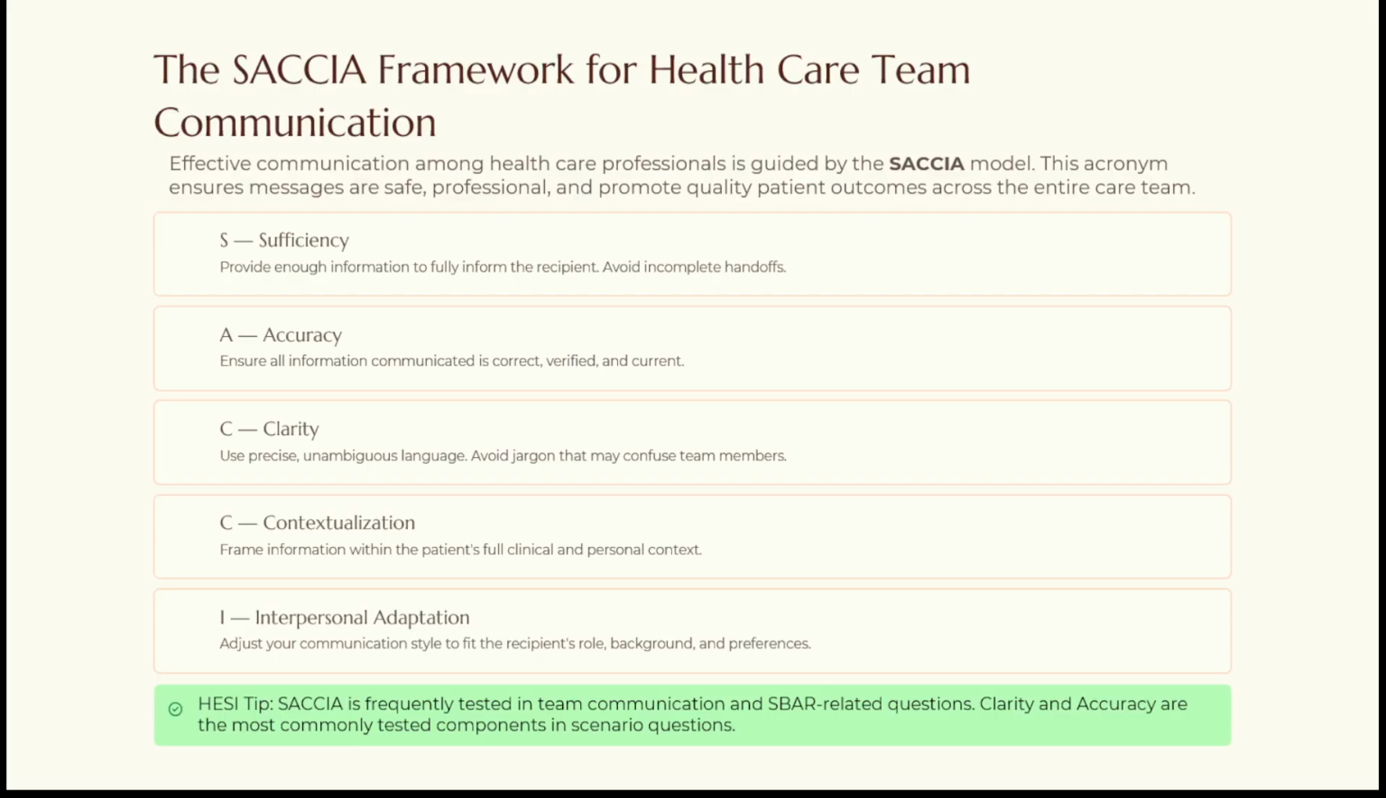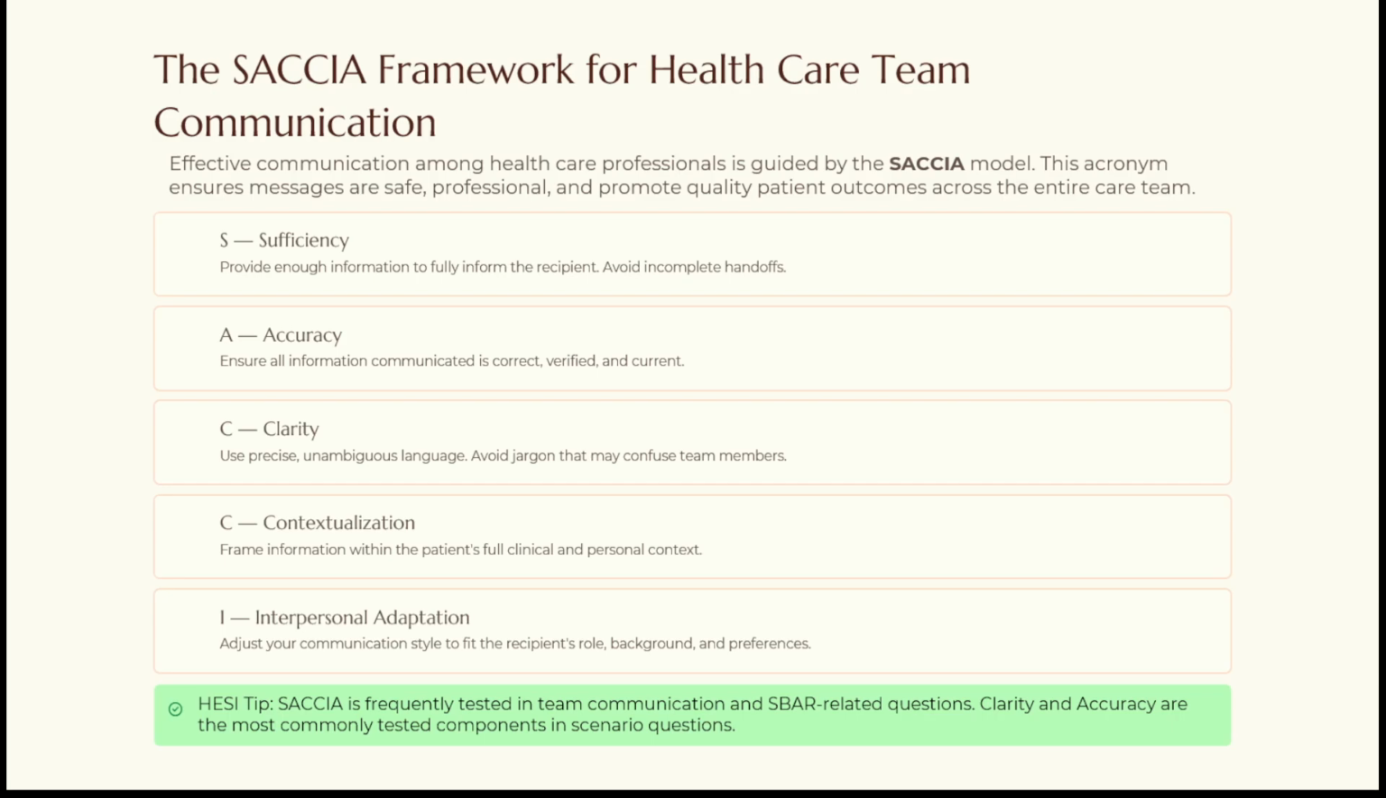Now, the SACCIA is a communication framework designed to improve communication among healthcare team members and reduce patient safety errors. Okay, so each letter stands for something different within this communication framework. The first component is sufficiency. This means providing enough information for safe decision making. Incomplete handoffs can lead to errors and missed care.